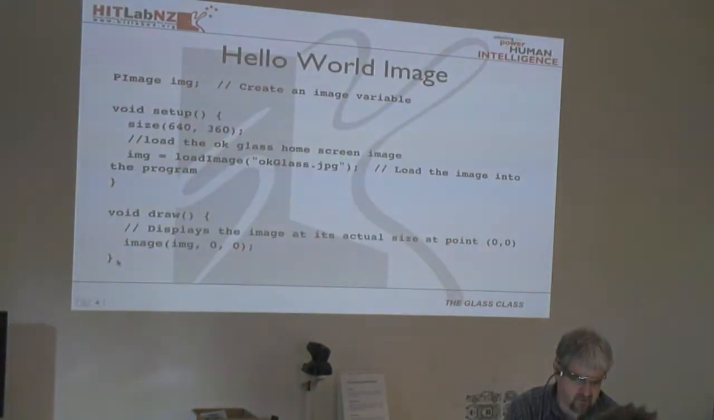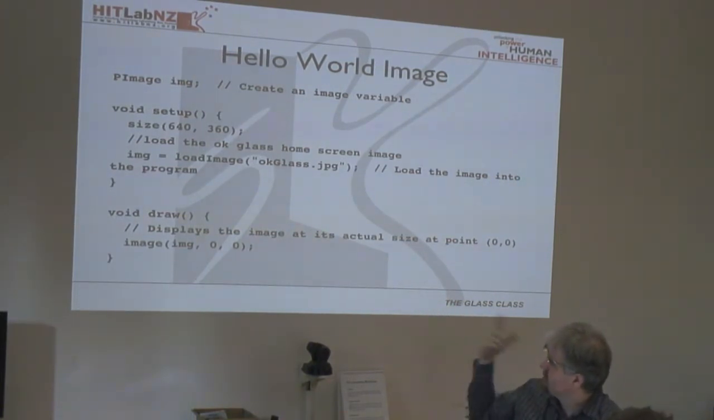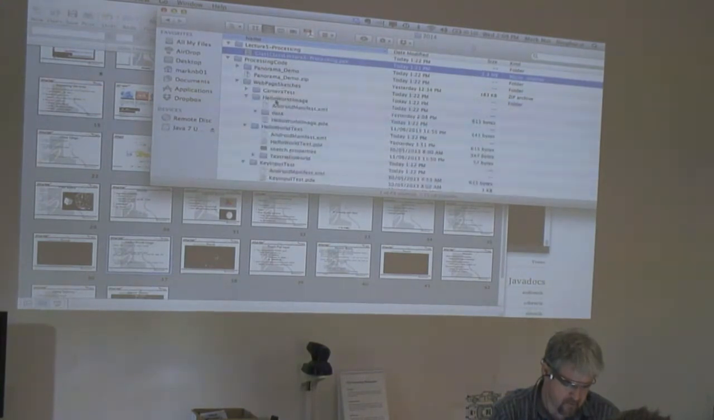One of the easiest things you can do, just like we did 2 days ago when I showed you with App Inventor, is use Processing to load images, and then you can create your own fake glass timeline or fake glass app. So in this case, we're going to create an image variable. Processing comes with a PImage type of variable, and then we'll create the window again, and this time we'll load an okglass.jpg file, which looks just like the default one here.